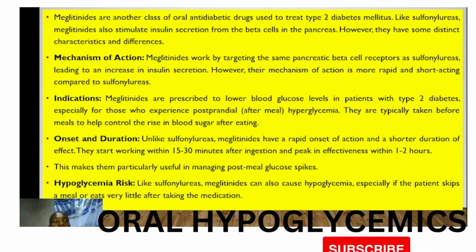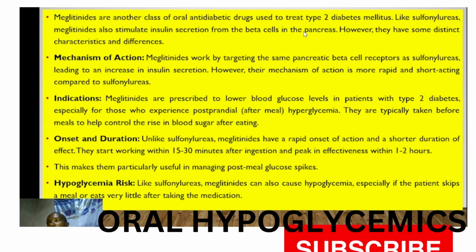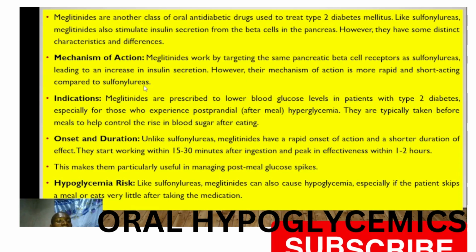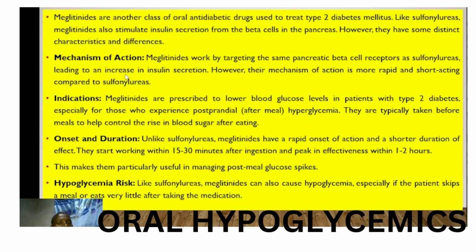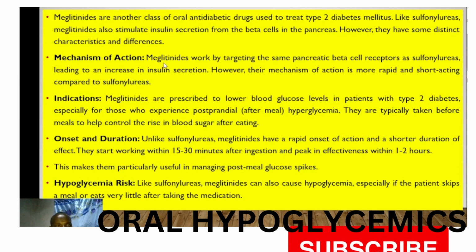So this one, they stimulate insulin secretion from beta cells just like sulfonylureas. The mechanism of action is that they work by targeting the same beta cell receptors as sulfonylureas, leading to an increase in insulin secretion. However, their mechanism of action is more rapid and short acting compared to the sulfonylureas. So for longer control and better control, you find that sulfonylureas will be better than the meglitinides.